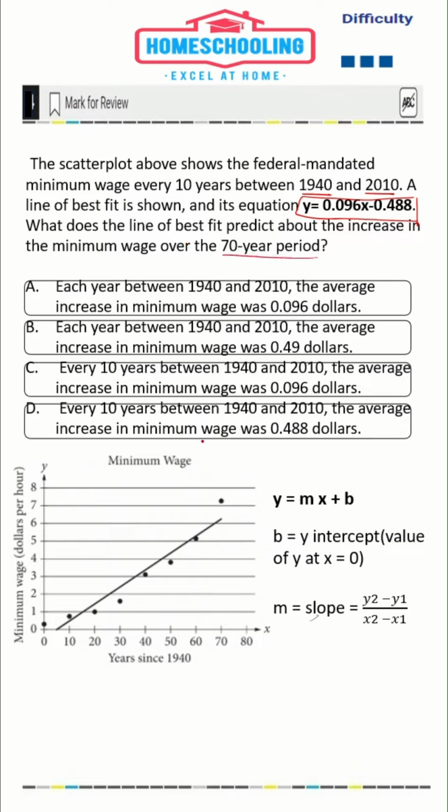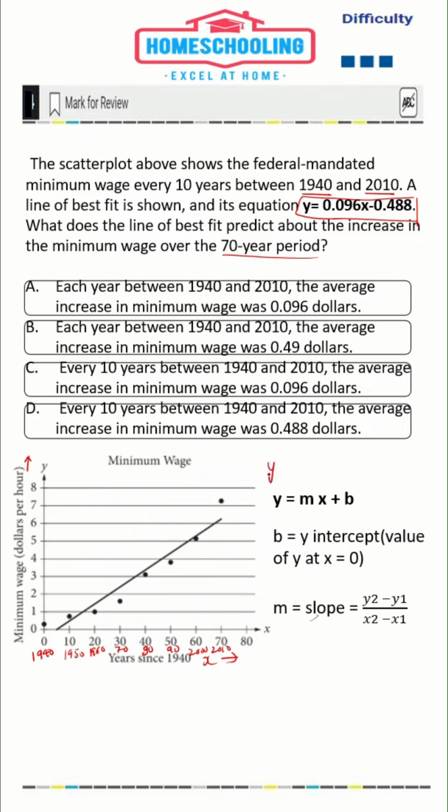Now, this is our graph here. On the x-axis, we have number of years. It is starting from 1940, so 0 would be 1940, and we can see there is an increase of 10 years. So this one would be 1950, this one would be 1960, 70, 80, 1990, this one would be 2000, and this one would be 2010. On the y-axis, we have minimum wage in dollars per hour.